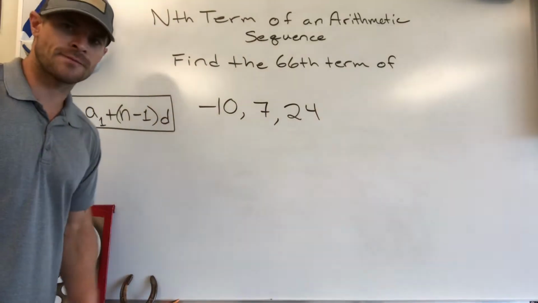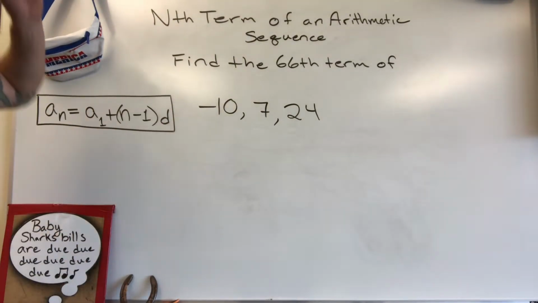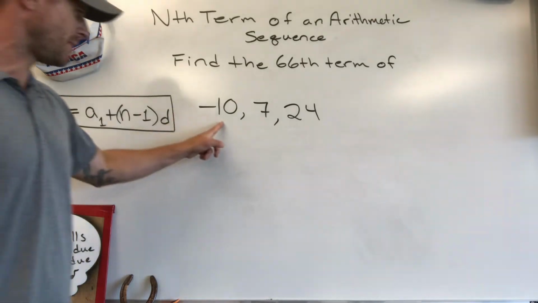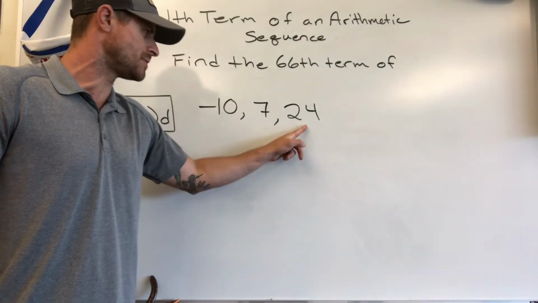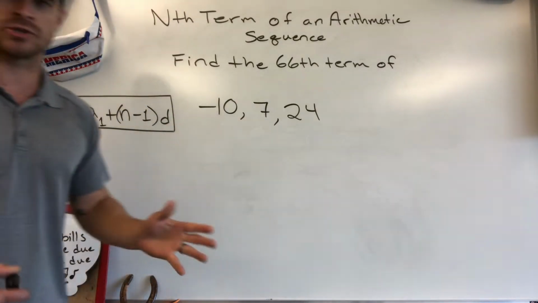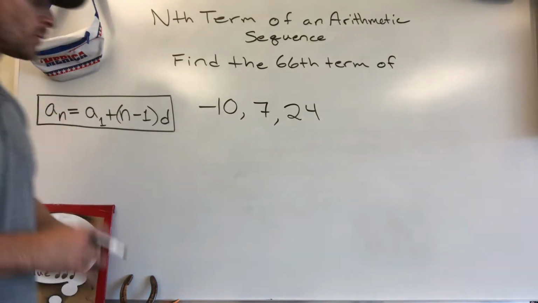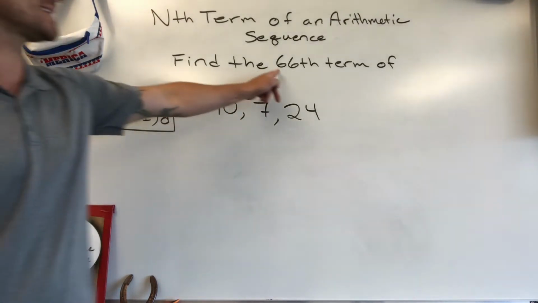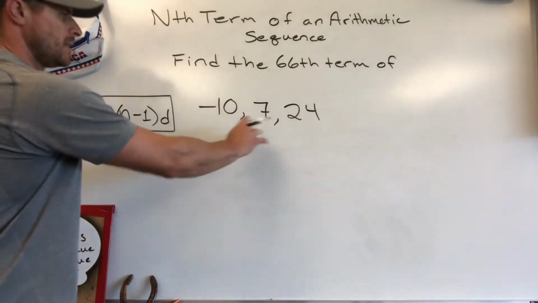All right, you're being asked to find the nth term of an arithmetic sequence. Arithmetic sequence meaning we have a common difference between each one of these values. In my previous videos, I showed you how to find that common difference, and we're going to need to use it when finding the 66th term in this sequence.